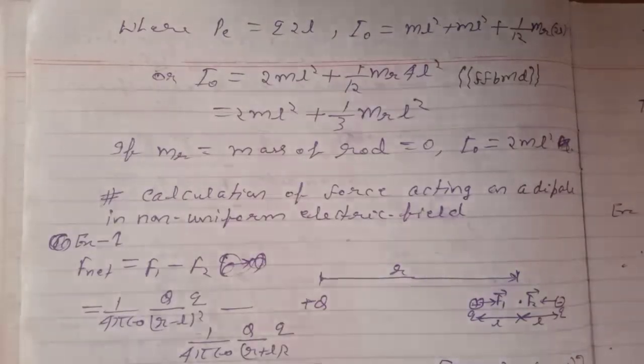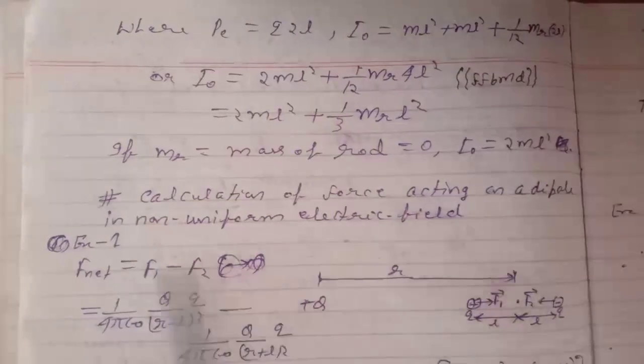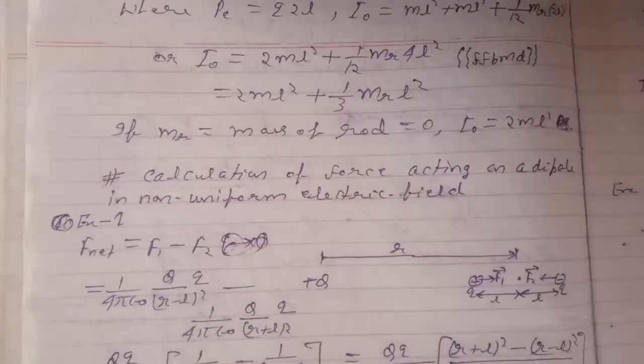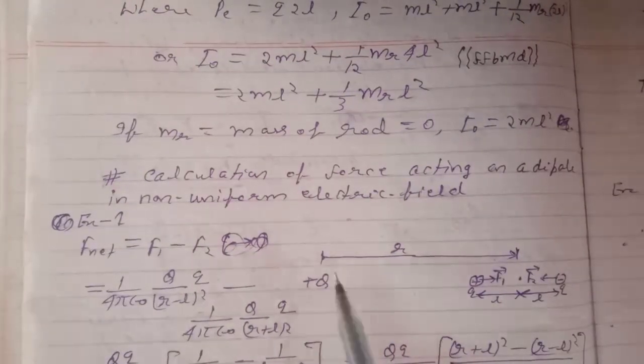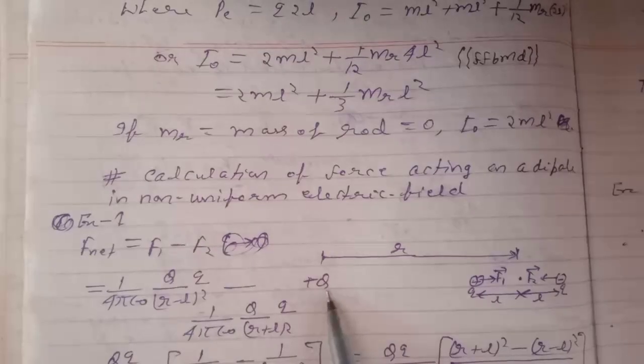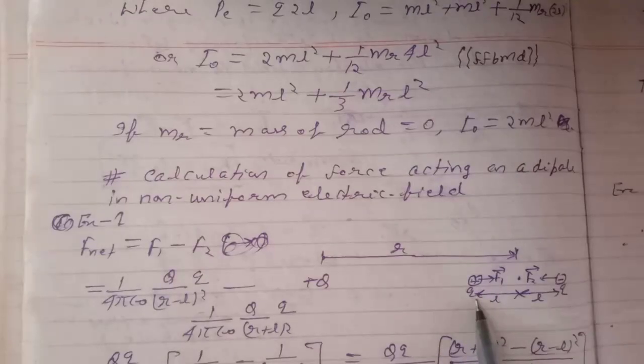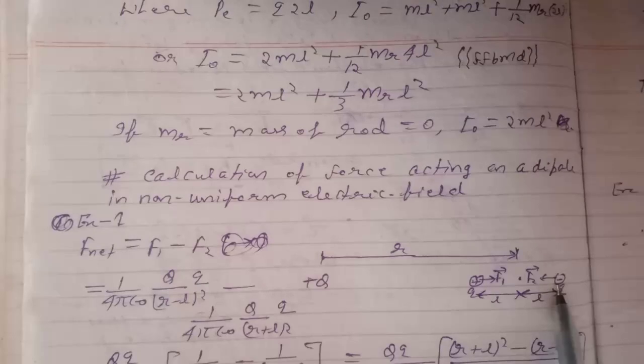Next, calculation of force acting on a dipole in a non-uniform electric field. Here a dipole is placed in a non-uniform electric field. The field is due to this charge plus Q, and the dipole is placed in this field along the line. If we consider this is the positive charge and this is the negative charge, the field will be more on this charge and less on this charge.